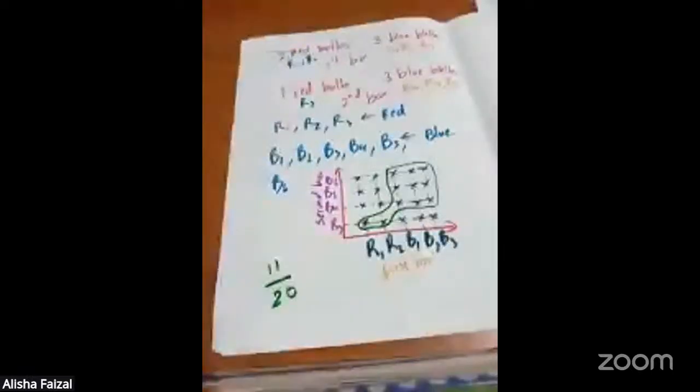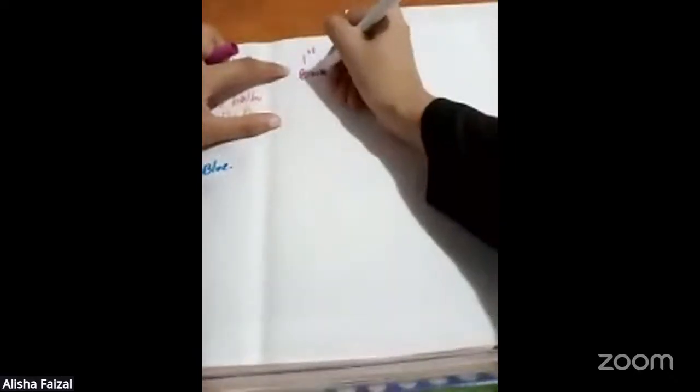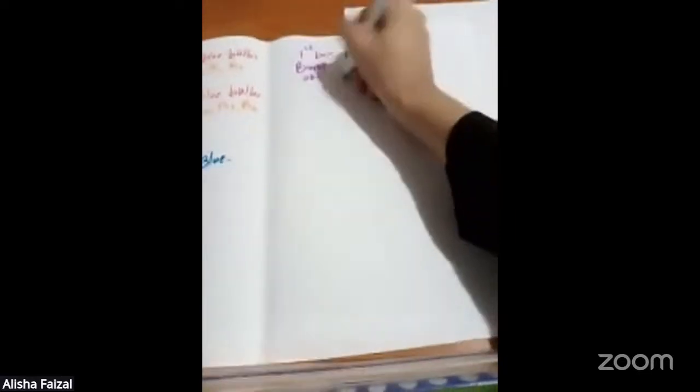Third one. It is given that the probability of a bulb taken from the first box being burnt out is 0.1. First box burnt out. How do you write it? You write everything as the whole word, or else you will get confused. First box, burnt out probability is 0.1.